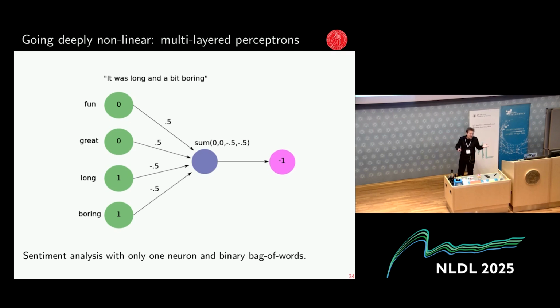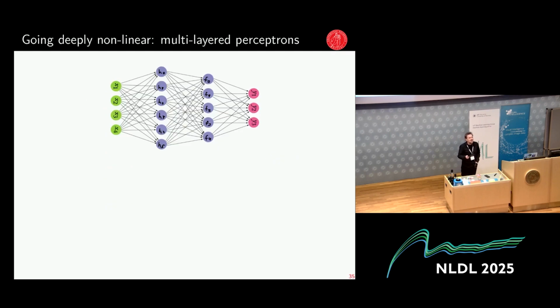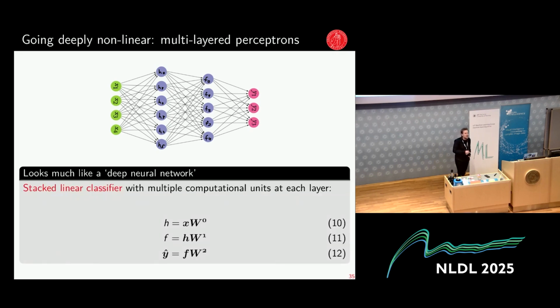So as you can see, even such a simple one neuron perceptron can already be used to solve some real-world task. Right, but of course, in practice, our artificial neural networks are usually much deeper and much wider. So they have many more layers and many more neurons in each layer.